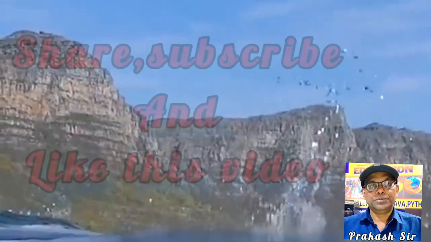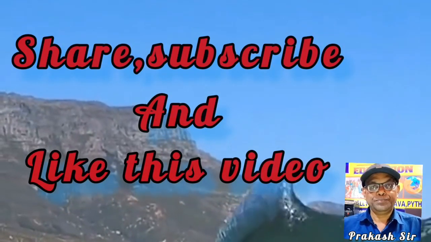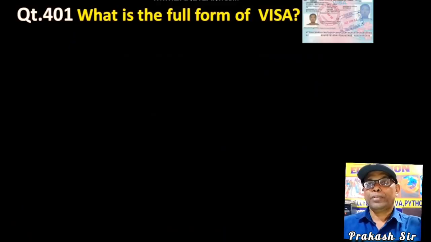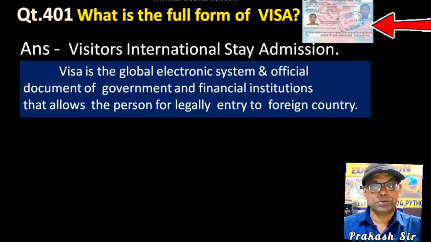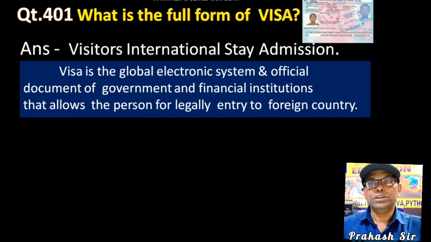Let us check all these abbreviations one by one. Question number 401. What is the full form of a visa? Visitors International Stay Admission. Visa is the global electronic system and official document of a government and financial institutions that allow the person for legal entry to a foreign country. If we are interested to go to a foreign country, then we must have a visa. Without a visa, we can't go to other countries. So that is why Visitors International Stay Admission is a must for entry to another country.